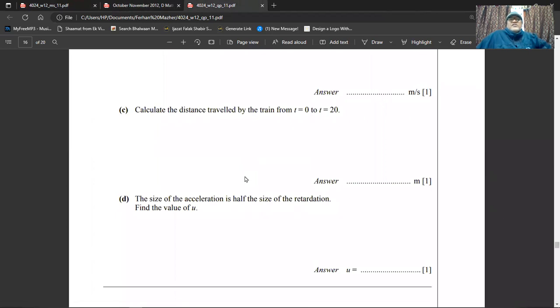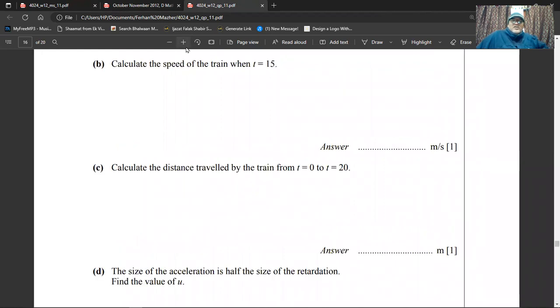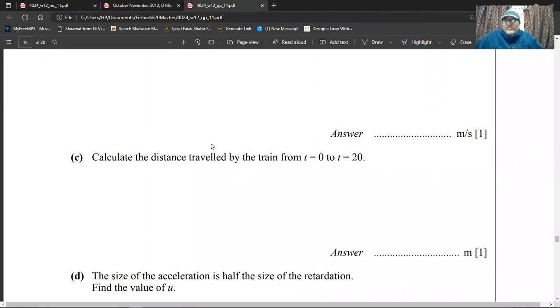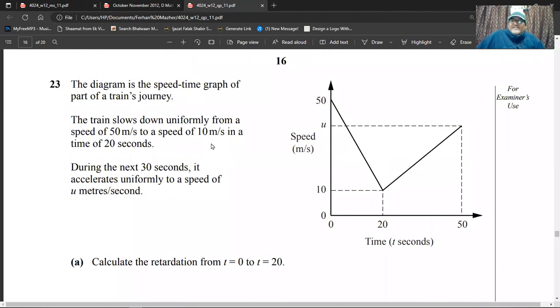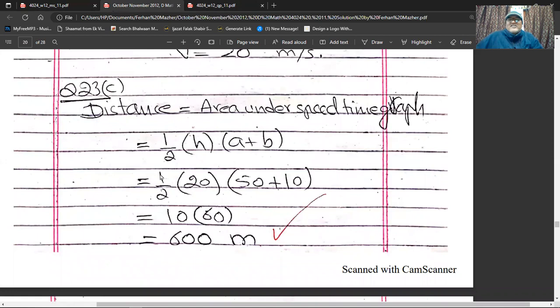The C part is, he says, calculate the distance traveled by the train from T0 to T20. If you want to find the distance traveled by the train from T0 to T20, it's a speed time graph. You can find the distance traveled by calculating the area under the speed time graph. If you look at this shape carefully, it's a trapezium. And the area of the trapezium is 1 by 2 into height into sum of parallel sides. This is one parallel side, it is 10. This is the other parallel side, it is 50. And the height between them is 20. So just calculate that area, that will be equal to the distance traveled. Distance is equal to the area under the speed time graph.